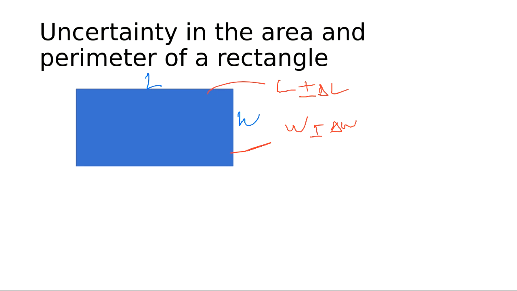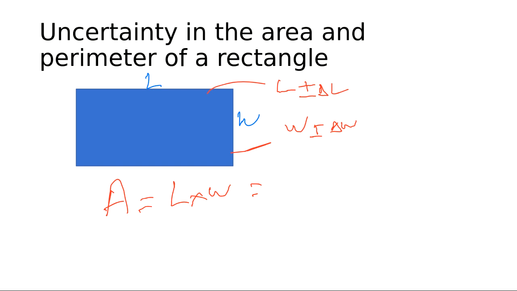Let's calculate the area first. What's the area? Of course, area is length times width. Using the given length and the given width, you can calculate that. You may have a value for that, but the question is then, how do we figure out the uncertainty in the area?